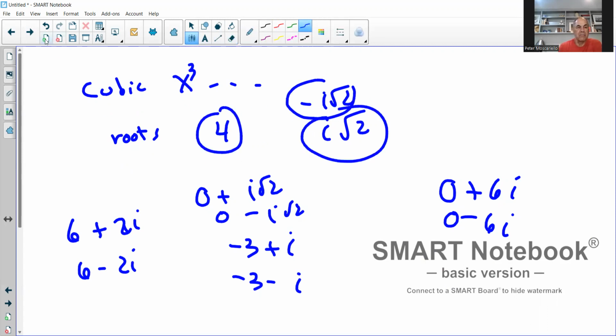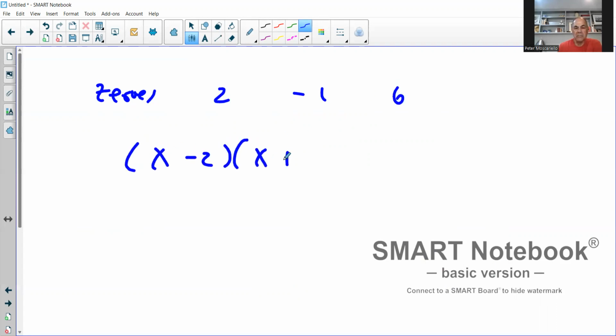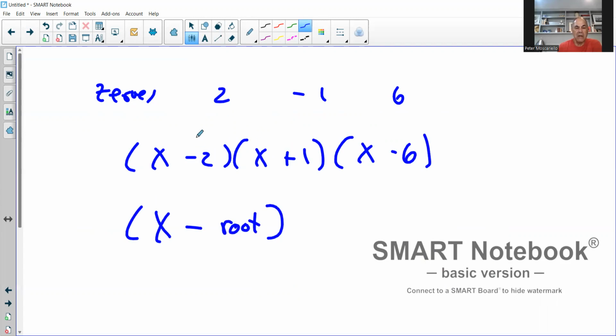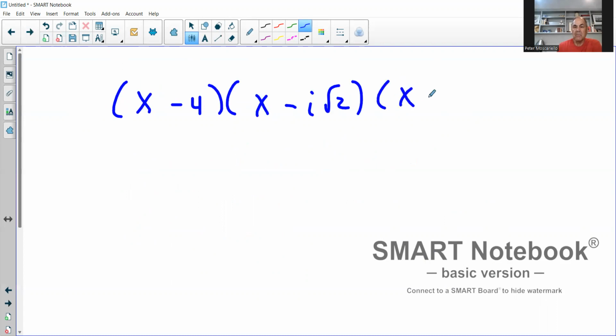And we put them into an equation. Here's the deal. Let's say your zeros were 2, -1, and 6. Your equation would be this. It's always x minus the root. So x minus 2, x minus -1, x minus 6, and then you just multiply that out to get your answer. So in our case, we have x minus 4, x minus i root 2, and x minus a minus, or x plus i root 2.